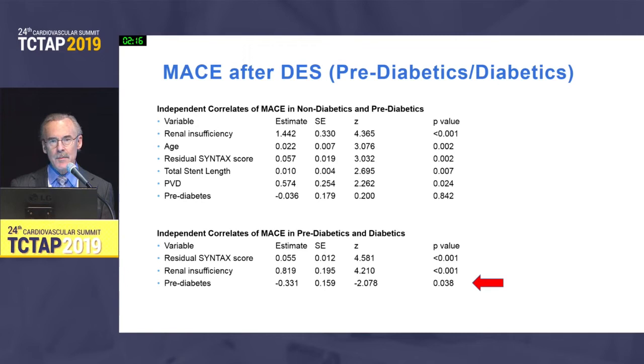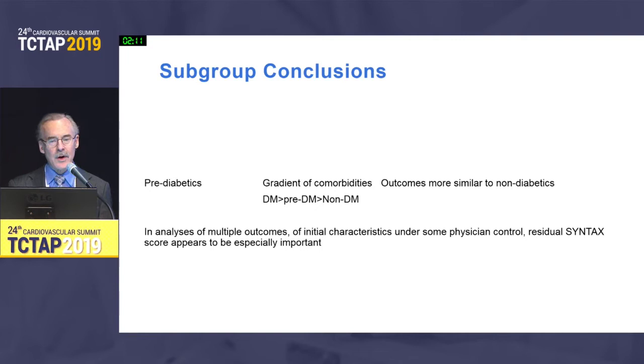So, to summarize then, for subgroup conclusions in pre-diabetics, there appears to be a gradient of comorbidities, with diabetics having more comorbidities than pre-diabetics, who in turn have more comorbidities than non-diabetics. But interestingly, the pre-diabetic population seems to have an outcome much more similar to non-diabetics than to diabetics. And I think this has some potential ramifications for how we choose revascularization options in these patients.